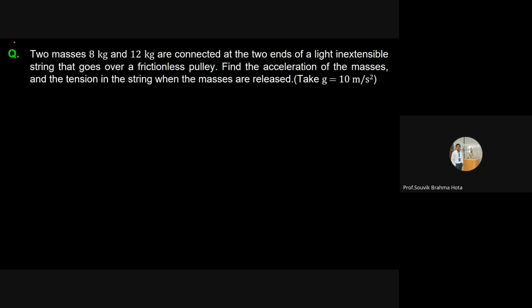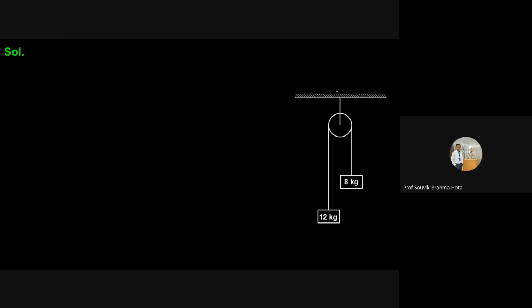See this problem: two masses, 8 kg and 12 kg, are connected at the two ends of a light inextensible string that goes over a frictionless pulley. Find the acceleration of the masses and the tension in the string when the masses are released. So you see in this case, in the pulley two masses are there, 12 kg downward and 8 kg a little bit up, but the weight of both of them is acting downward. So 12 kg is accelerating downward with a1 and 8 kg accelerating upward with a2.